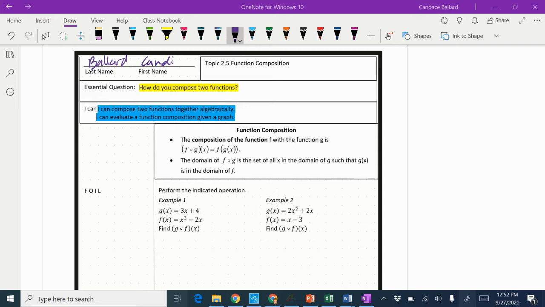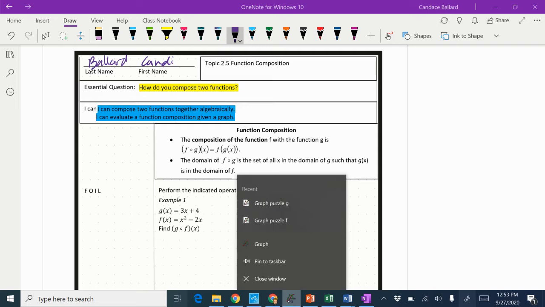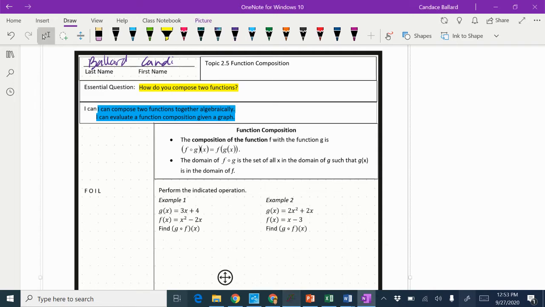So function composition has kind of a crazy notation. We have two notations that mean the same thing and they're interchangeable. So the composition of the function f with the function g is the following. Sometimes they'll call it f composed with g, but it's called f of g of x. That's how it's written, or f of g of x.